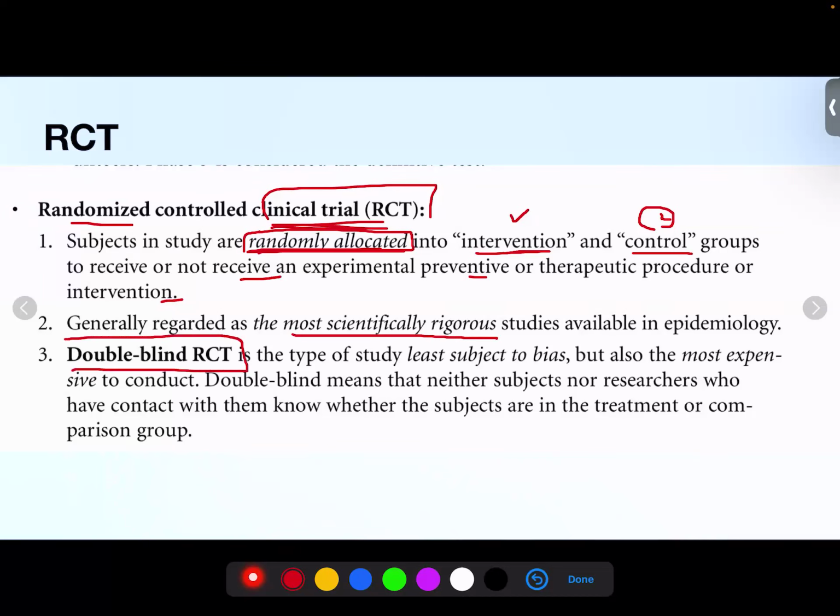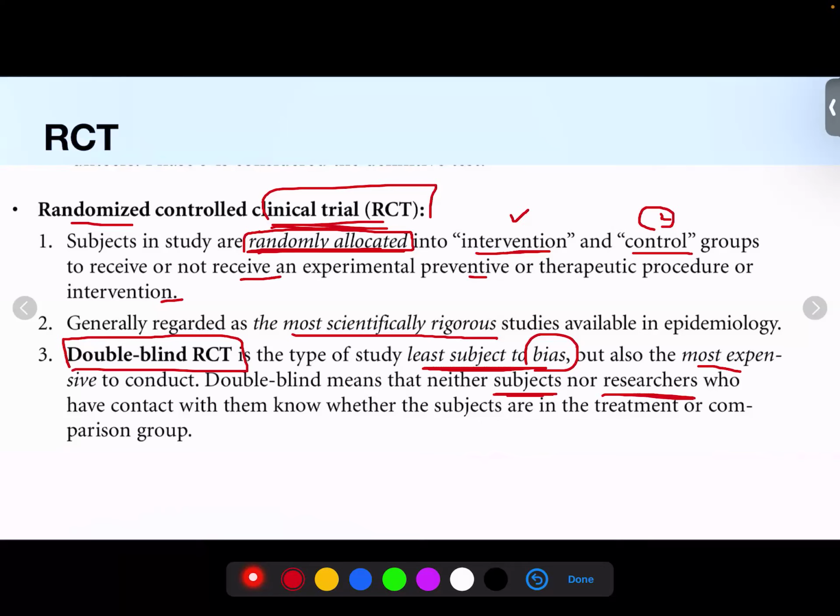It is the most scientifically rigorous study design available in epidemiology, and there is a double-blind category. Double blind is least subject to bias, which means any kind of error that can happen in the study, but it is expensive. Double blind means that neither the subject nor the researchers know which treatment they are getting.